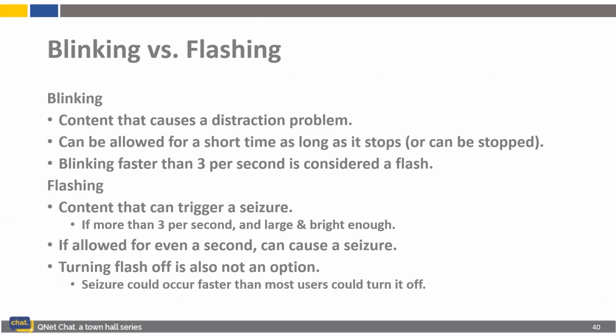But if it's blinking faster than 3 per second, it's considered a flash. Flashing is content that can trigger the seizure. So if there's more flashes or more blinks, 3 per second, and they're large and bright enough, that's a problem. And even if they're allowed for a second, they can cause a seizure, which is why turning a flash off is not even an option. The seizure can happen faster than somebody could turn it off.